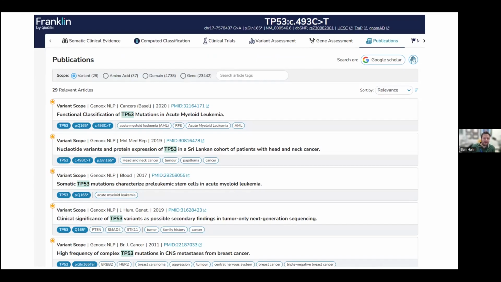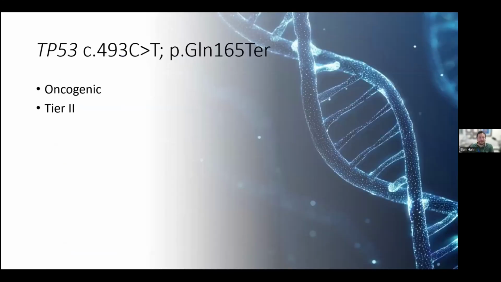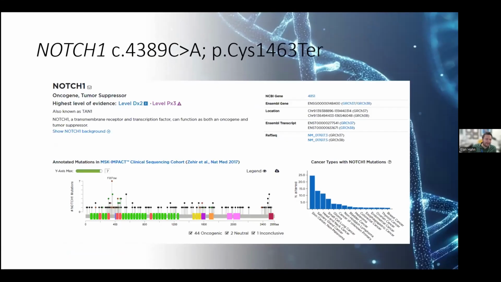Next, moving to OncoKB. A truncating mutation in TP53, they have categorized on their own as likely loss of function. So in summary, for those reasons, I have it as oncogenic and as tier 2. Next will be the Notch1 variant.